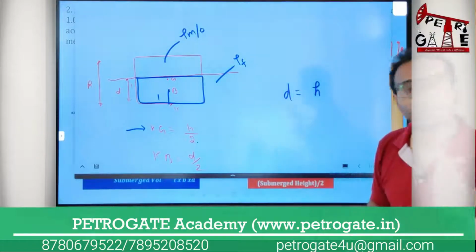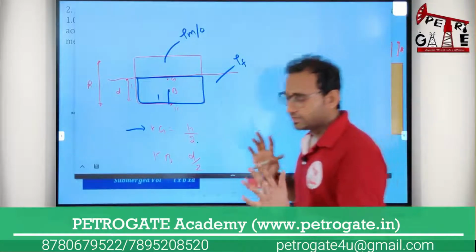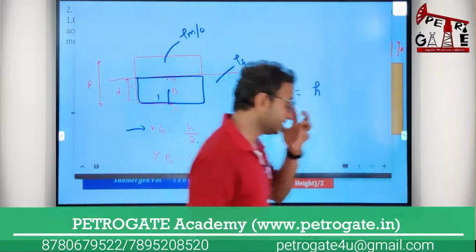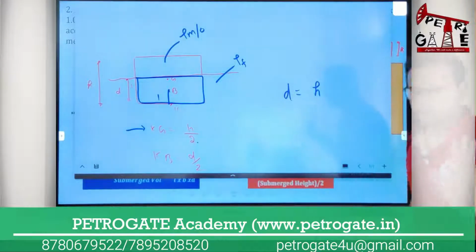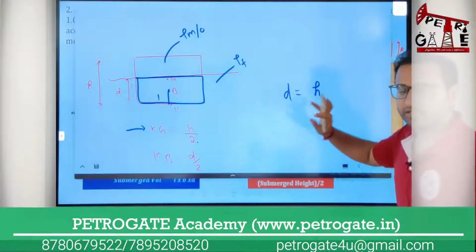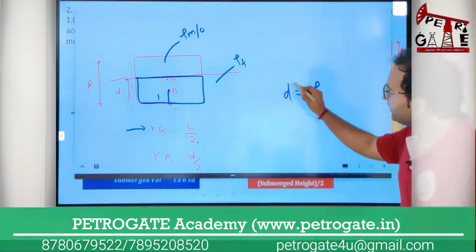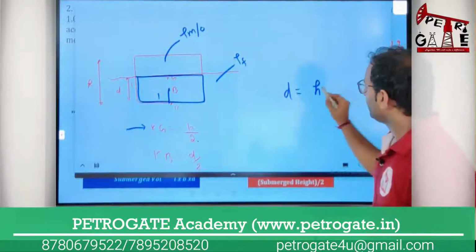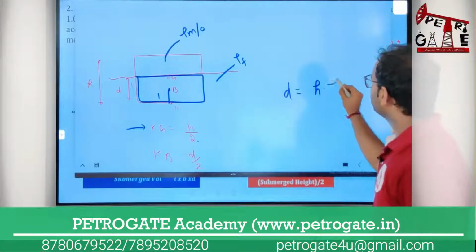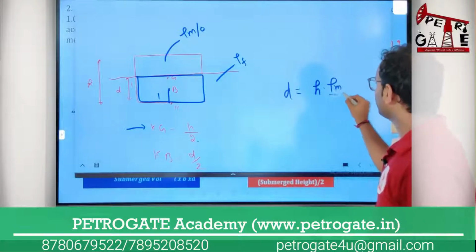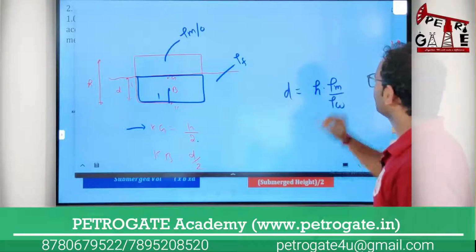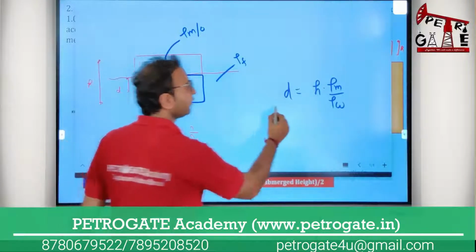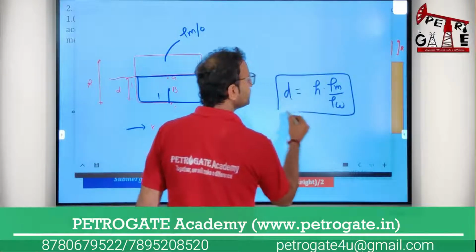Sir, what is the formula? How do you calculate it? Although there is a derivation for this particular formula and we have also discussed it in our lecture series, for now I will tell you the formula briefly. So submerged depth equals total height into the density of your material or object upon the density of your water or fluid, where these things are submerged. So this is your formula to calculate your submerged height.